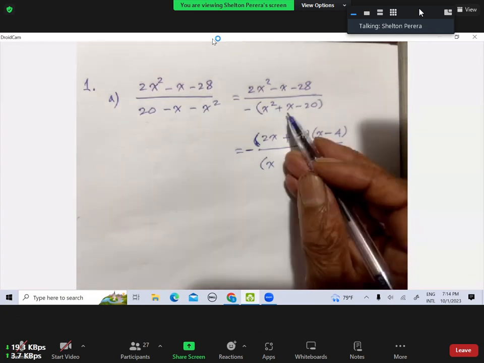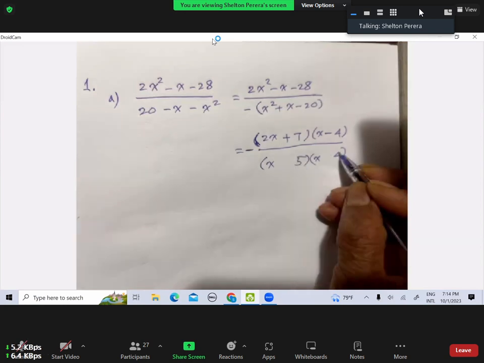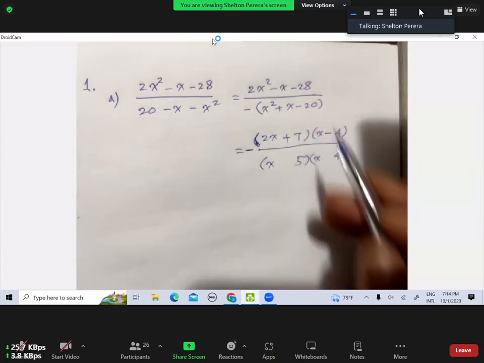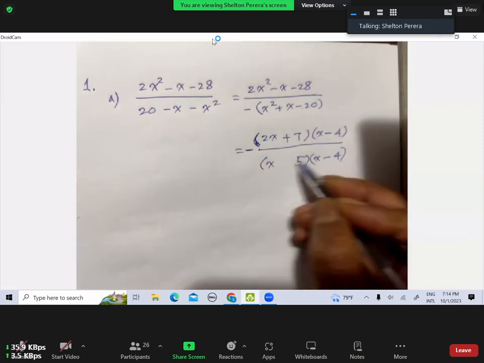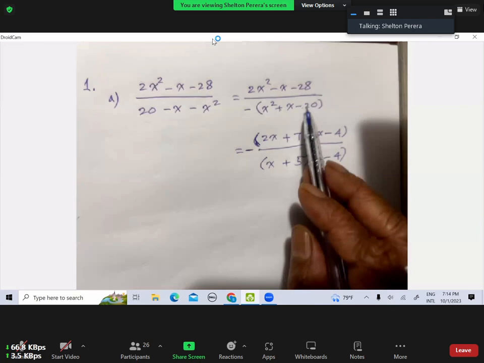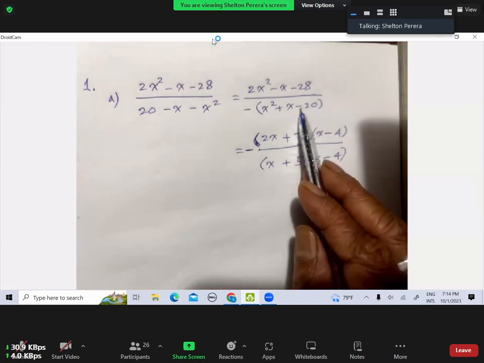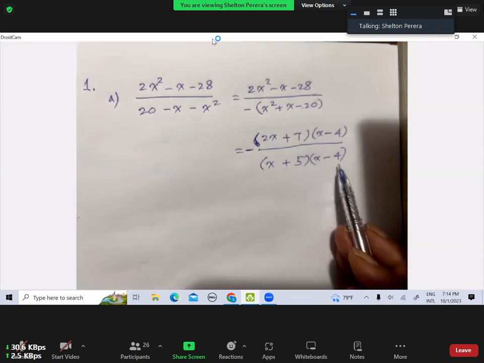Now we can cancel this to this. But we know we cannot cancel when x is equal to 4. This is equal to negative 2x plus 7, no brackets necessary, divided by x plus 5. So if you can get there, you will get full marks, but for x not equal to 4 is the best way to write the answer.